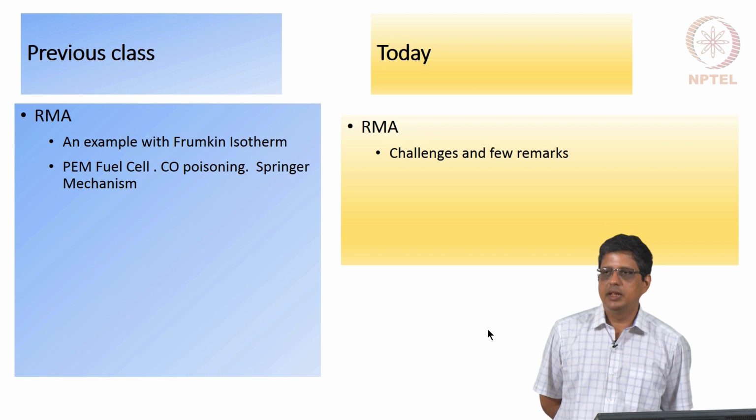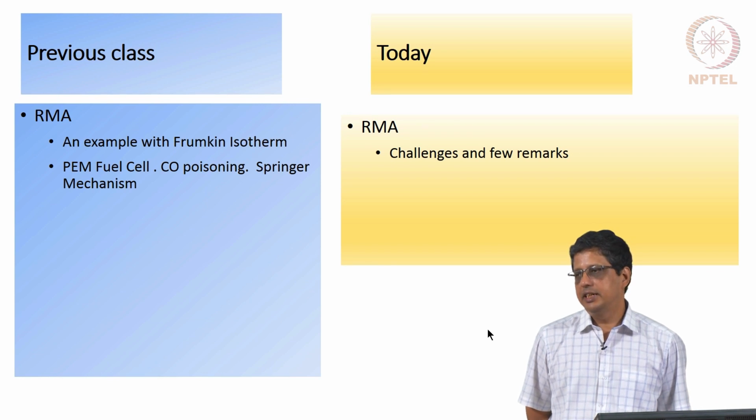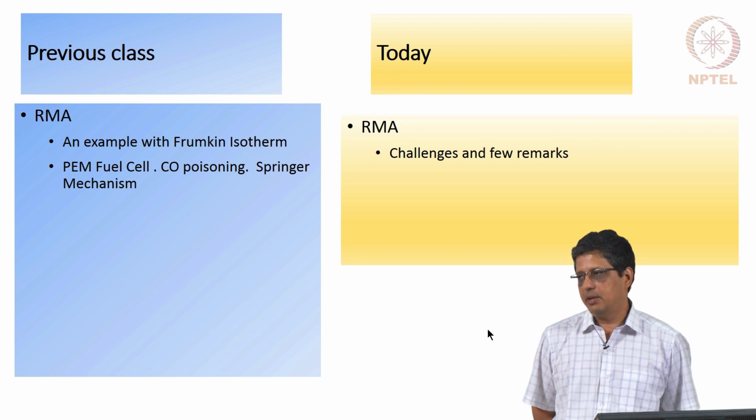So far what we have seen is, if you are given a mechanism, how to get the expression for impedance, how to get the expression for steady state current values as a function of DC potential, and how to get the expression for impedance at any given DC potential. For any frequency, we can calculate the impedance.